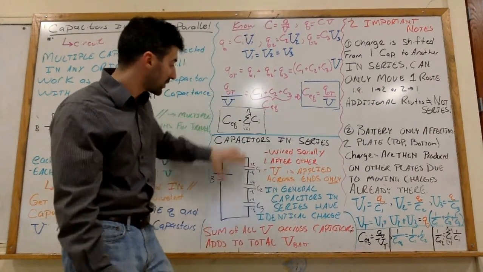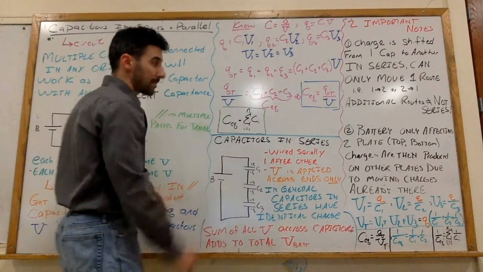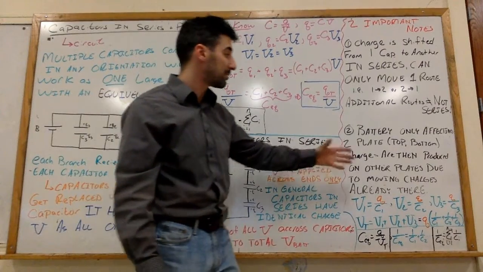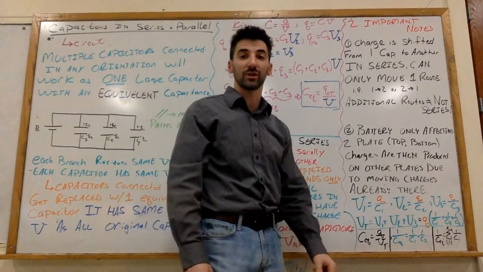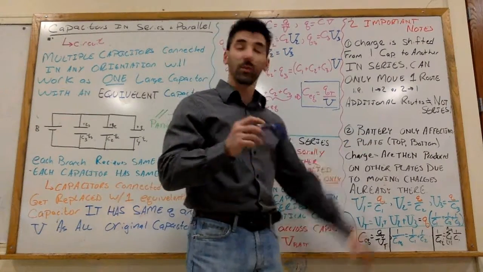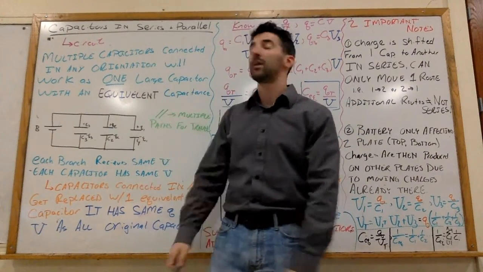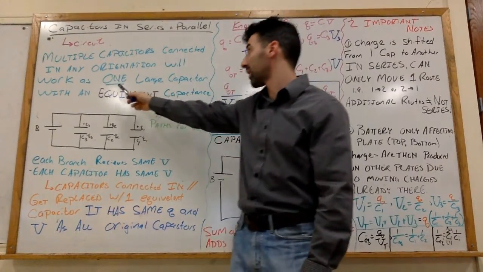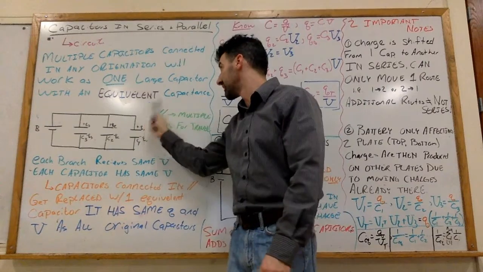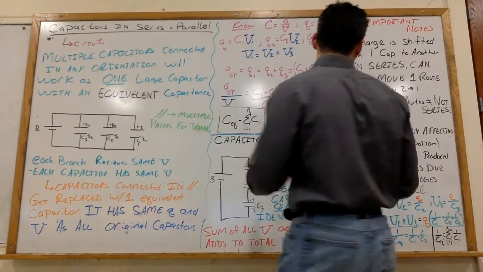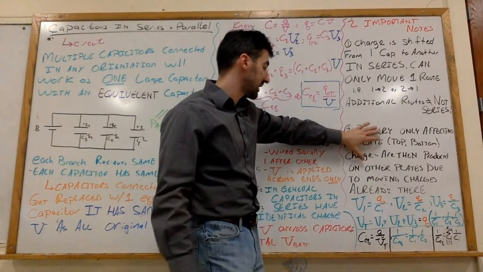The second thing is what we just talked about. The battery is only connected to the top and the bottom, which means the charges produced are only produced because we are rearranging those charges. So, what do we do next? We are going to find out that capacitors hooked up in any orientation will work as one large capacitor with an equivalent capacitance. So we're going to do the same thing with a similar set of rules based on these two standards.